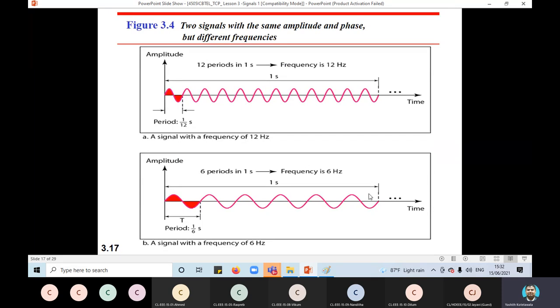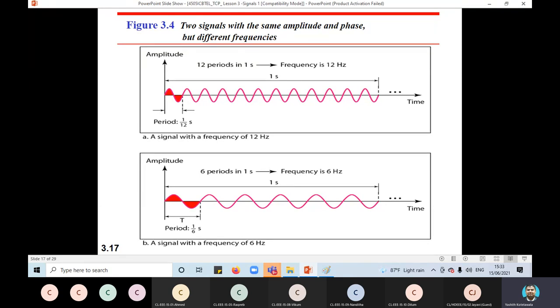Second wave, same time span, the bigger time span is 1 second. Within this 1 second, count how many wave components are there. You are given one wave shape highlighted. So see how many similar wave shapes are included. 1, 2, 3, 4, 5, and 6. So 6 wave components are included within 1 second.